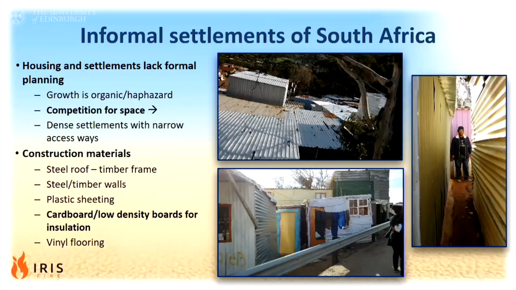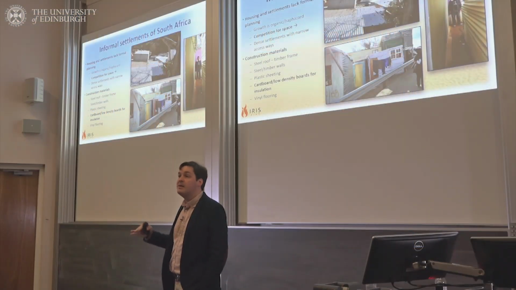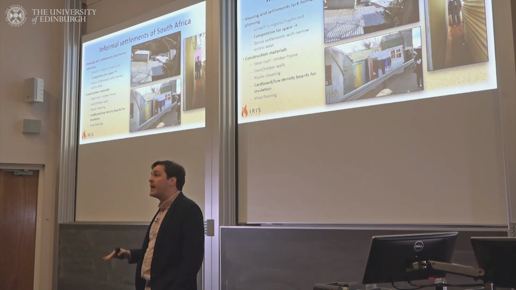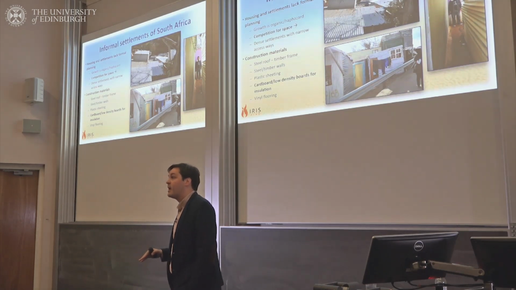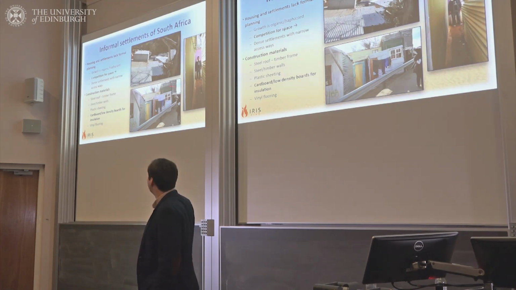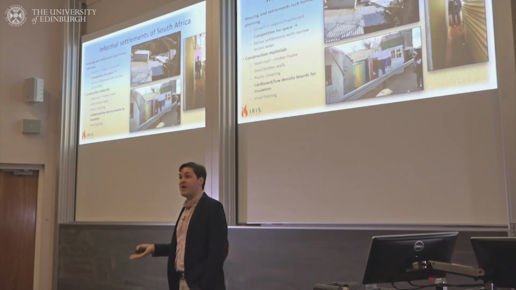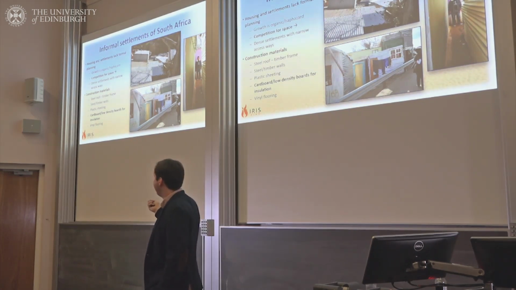We've got dense settlements of buildings made with steel roofs and timber frames, timber or steel walls. We've got plastic sheeting in there. We've got cardboard and low density insulation. In Cape Town, it can get to about 7 or 8 degrees commonly during the winter, and around 35 during the summer. So these homes need the insulation to make sure that their internal climate is survivable. But it causes a massive fire risk in terms of fire spread.